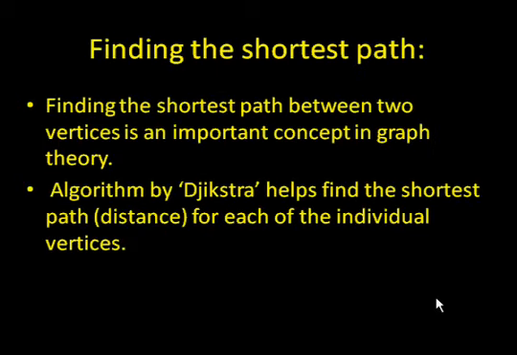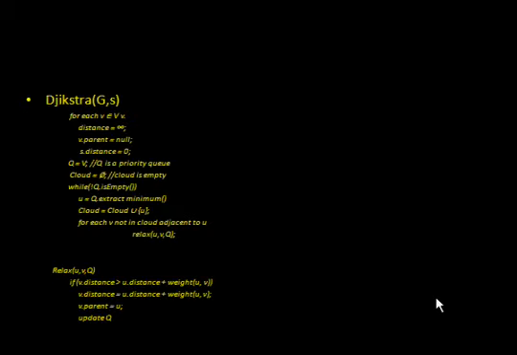Okay, here's another question for you. Suppose you want to find the shortest path between two vertices. Well, this is an important question, obviously. And there is an algorithm by Dijkstra, I hope I pronounced that right, that helps find the shortest path for each of the individual vertices all together, and it stores the distance for each vertex. And here it is. There are actually two different methods at work, but you can study them later.